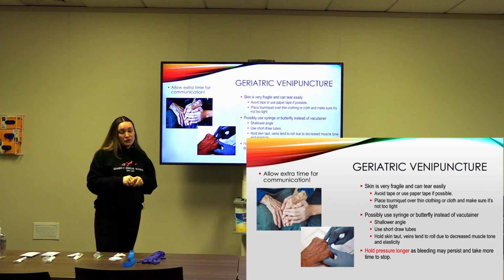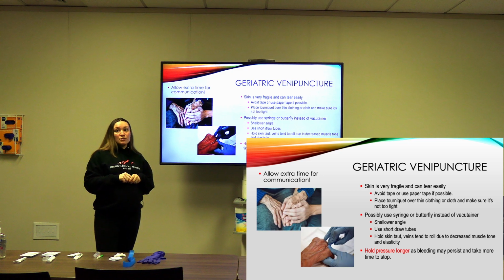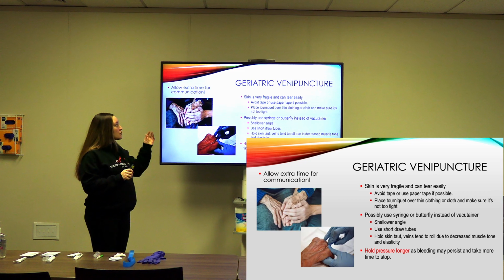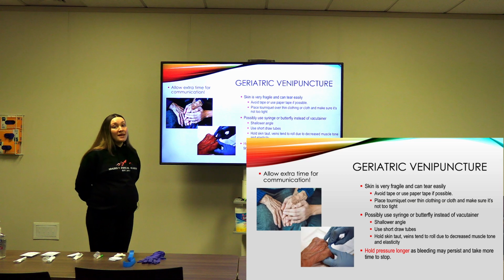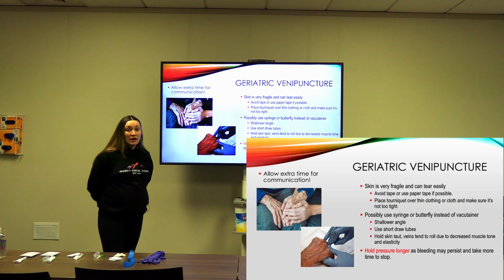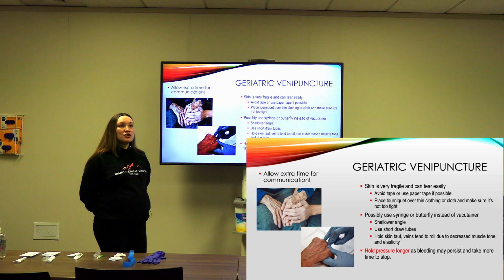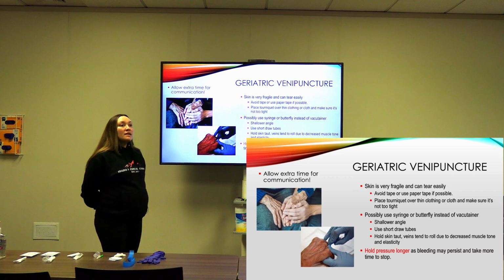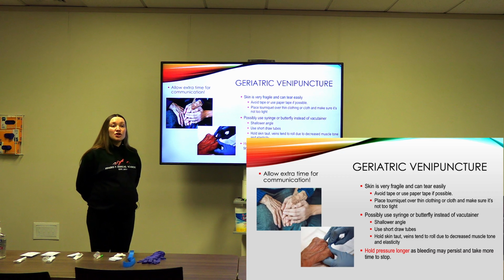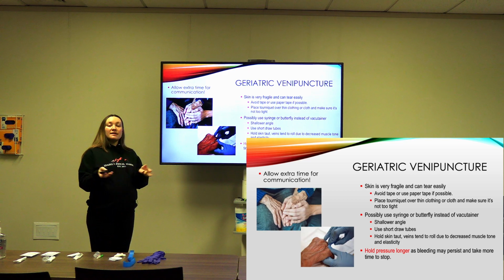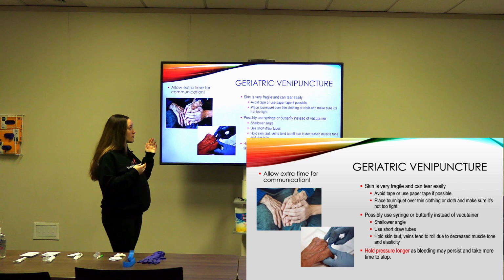Geriatric venipuncture is a little bit different because we're keeping in mind that geriatric patients have decreased elasticity, fragile skin. So skin is very fragile and can tear quite easily. This means with the tourniquet, okay? The tourniquet first, because the tourniquet is our first step. This is where you're going to consider placing the tourniquet over their gown or placing a washcloth and then placing the tourniquet over that. They have sensitive skin. It can tear easily and we can cause injury and bleeding.